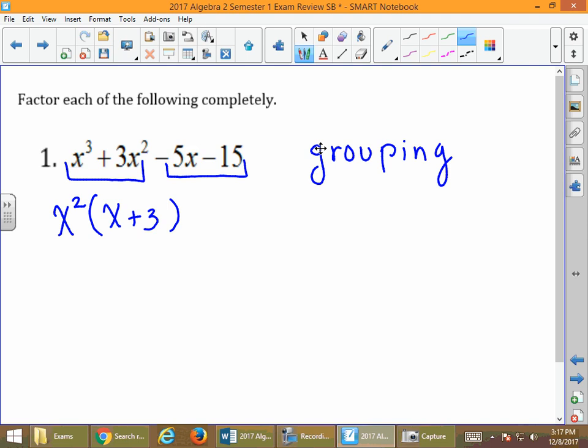X cubed divided by x squared gives us 1x. We had 3 x's, we took out 2, we have 1. In the second term, 3x squared divided by x squared is 3. We had 2 x's, we took them both out. We don't need an x again.